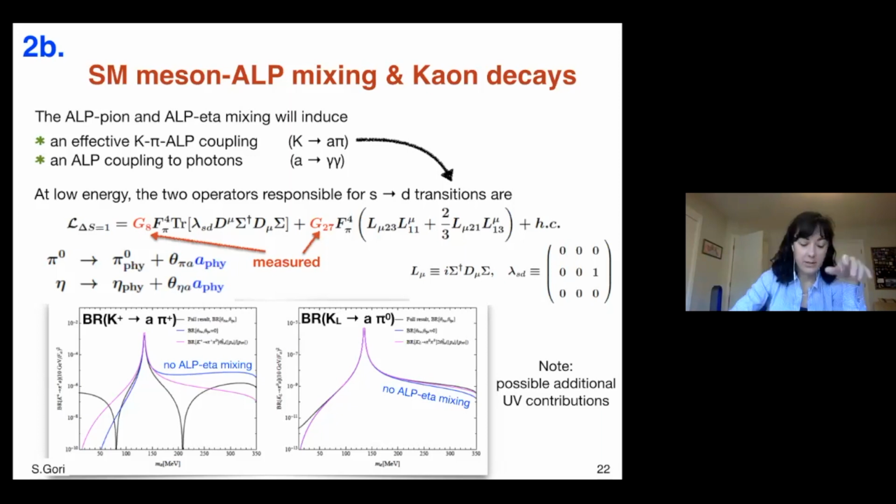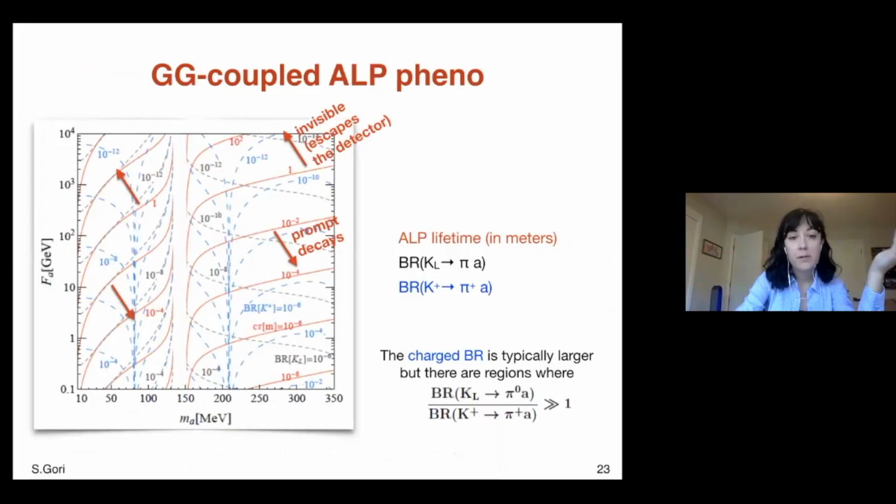So this is just to comment a little bit on this interesting calculation in the context of the chiral Lagrangian. And then we can put numbers, see what are the branch ratios and lifetime of the ALP. And this is what we see in this relatively busy plot. What to take home from this plot?